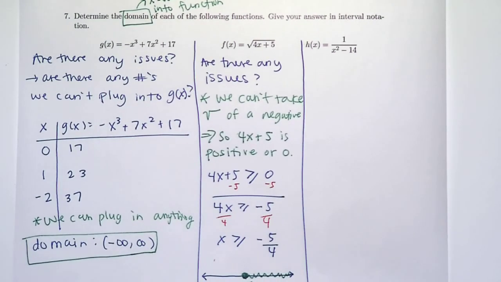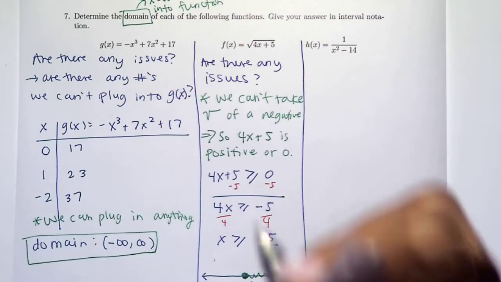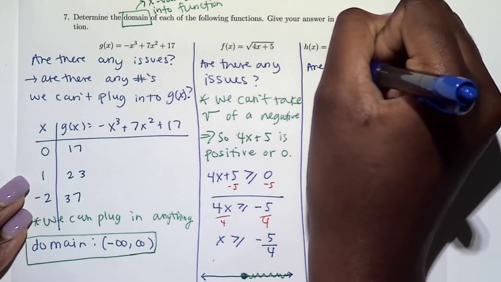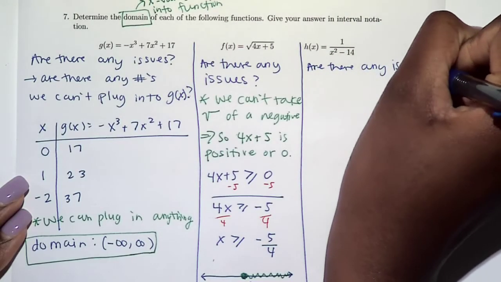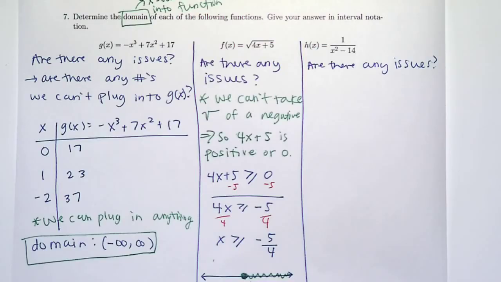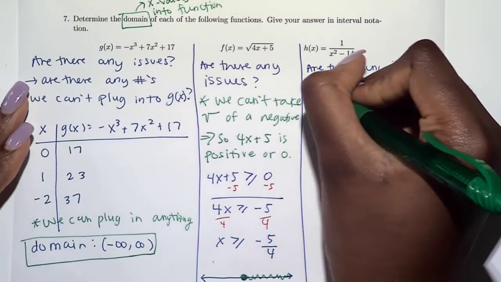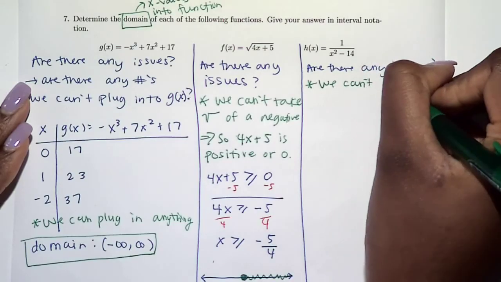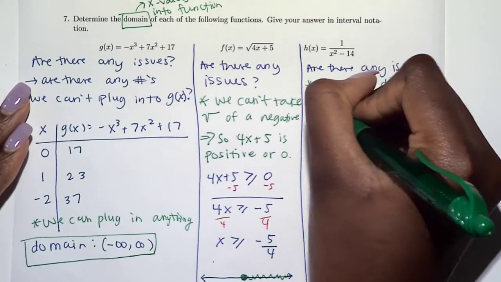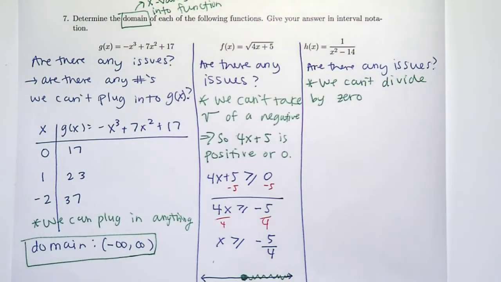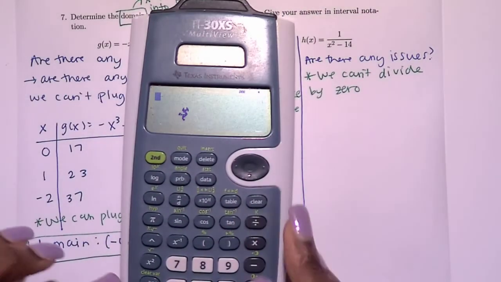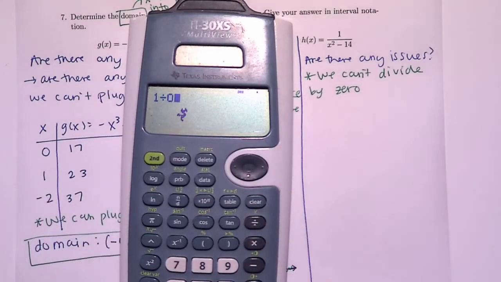All right, finally, let's look at the last one. 1 over x squared minus 14. Again, our number one question to ask, are there any issues? So can you think of any issues that we could have with a fraction? There's one big one. We can't divide by 0. That's our issue. So again, I can use my calculator to verify this. 1 divided by 0, divide by 0 error. We cannot divide by 0.